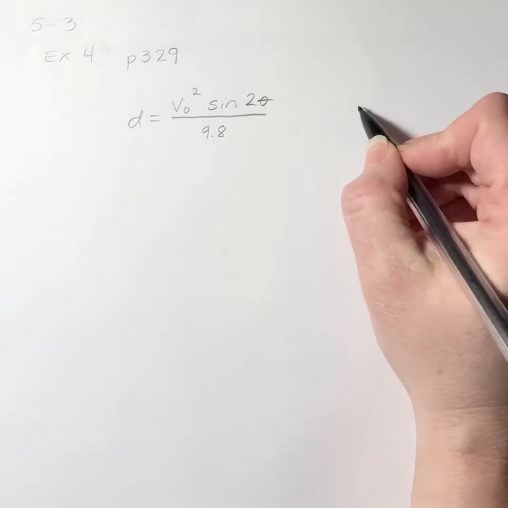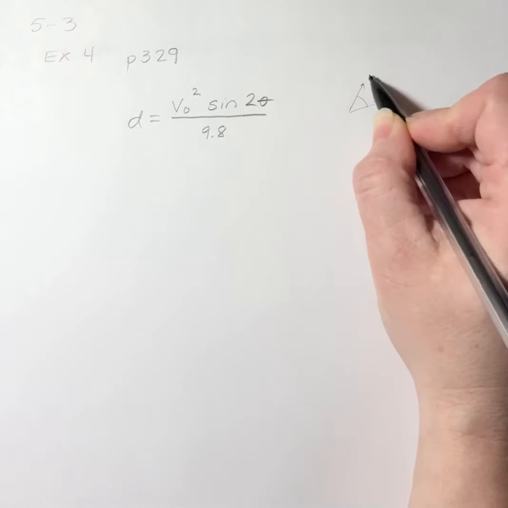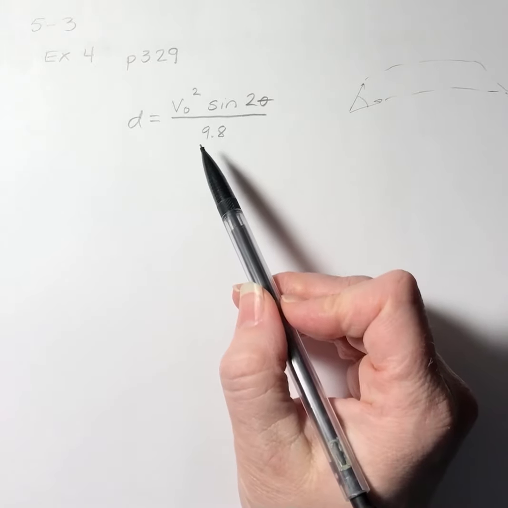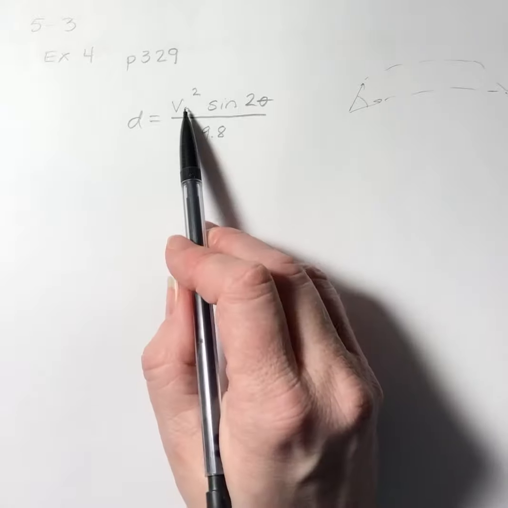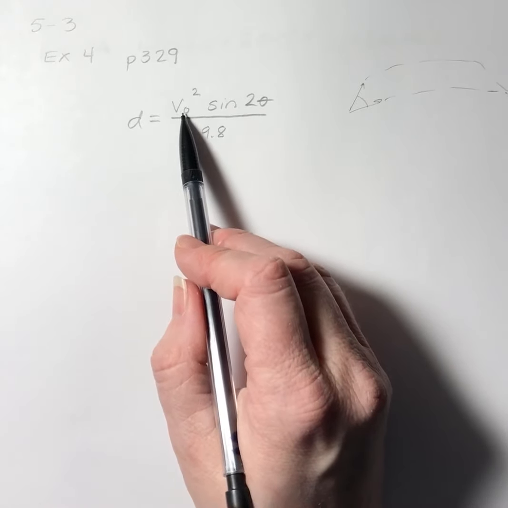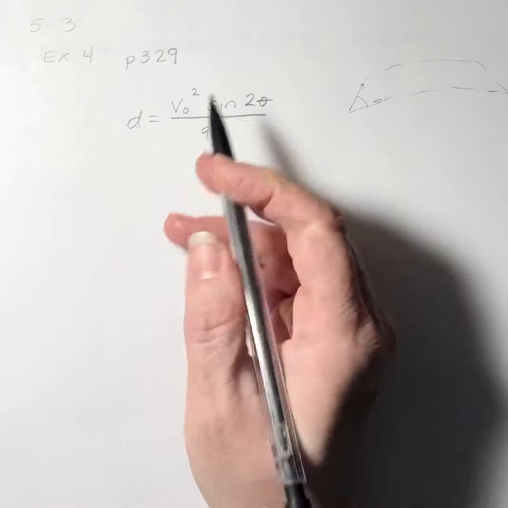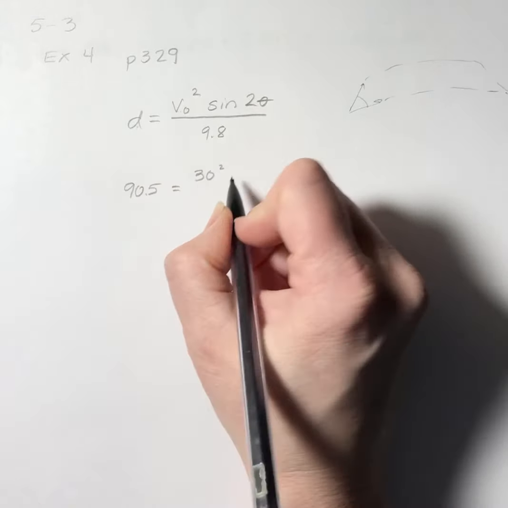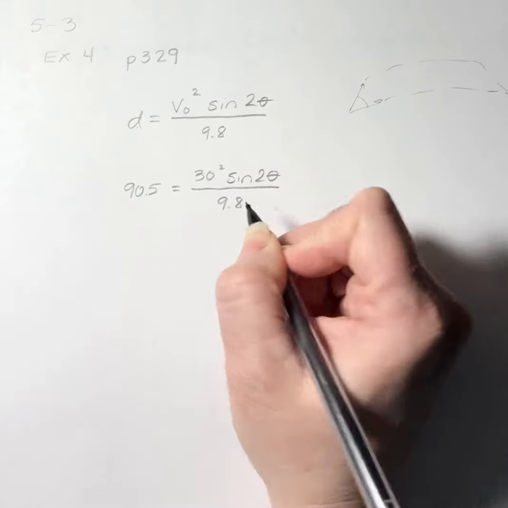Okay, so what they're saying is if the guy hits it from here to here, whatever those angles are, then the ball is still going to clear this fence that's over here. They told us that our initial velocity is 30 meters per second and that the distance is 90.5 meters away. So I have 90.5 equals 30 squared times the sine of 2 theta over 9.8.